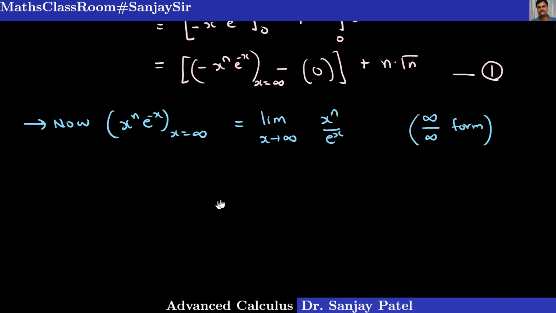You know what L'Hospital's rule is. L'Hospital's rule says that if you have an indeterminate form, then find the derivative of the numerator and denominator separately and again find the limit. So the limit as x tends to infinity of n into x raised to n minus 1, since the derivative of the numerator is n into x raised to n minus 1 and the derivative of the denominator is e raised to x. So by L'Hospital's rule.